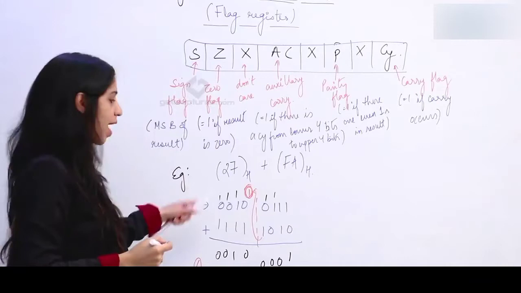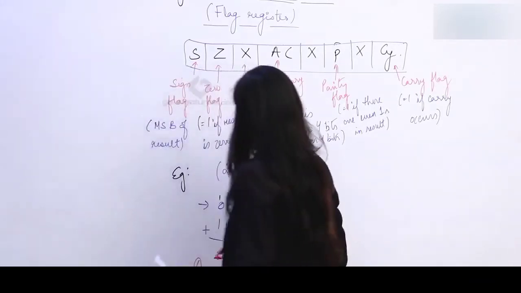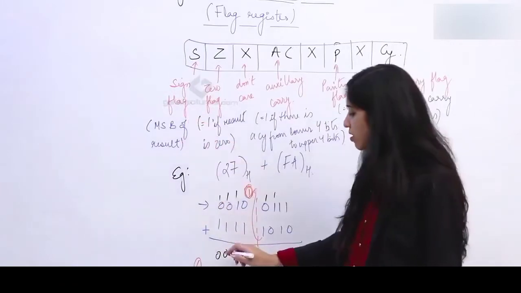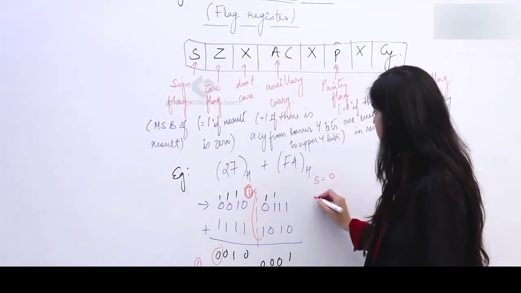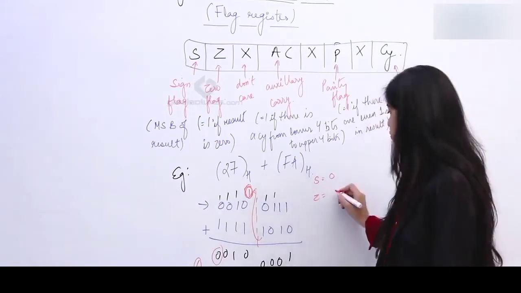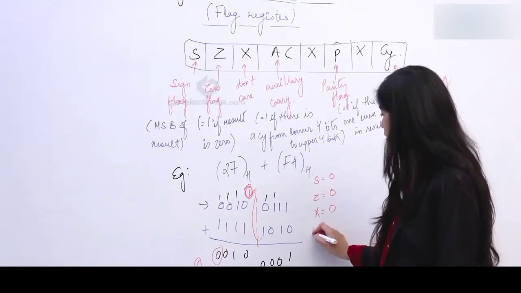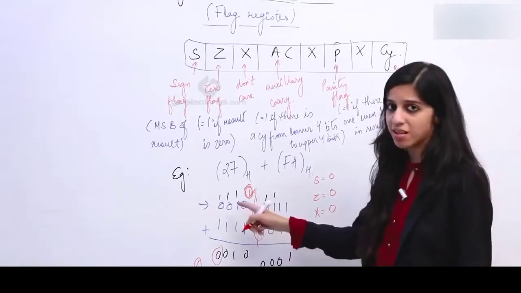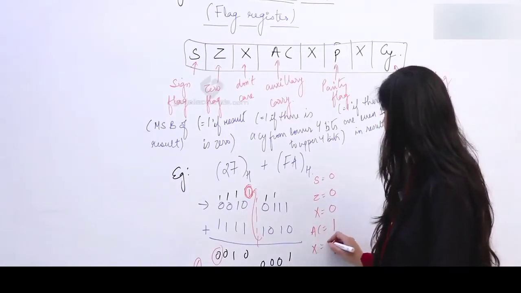We're going to look at it one by one. So the sign flag for this result is the MSB of the result. Here MSB is 0, so the sign flag is going to be 0. The zero flag is going to be 0, since the result is not 0. Then we have don't care, we take it as 0. Auxiliary carry has occurred, so the auxiliary carry flag is going to be 1. Again we have don't care.